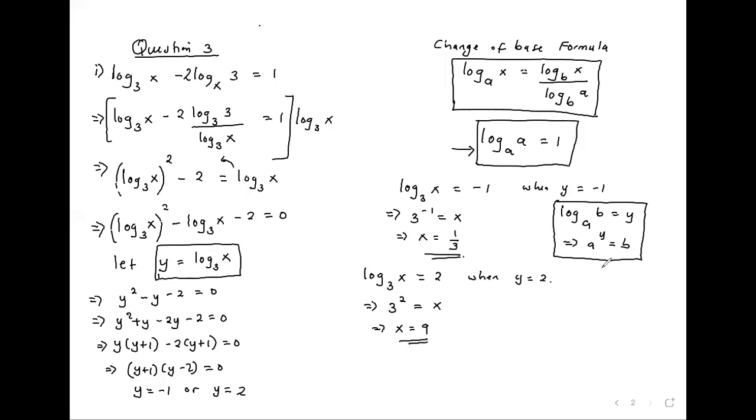We come back to the other one. log 3x is equal to 2, so that again this will mean 3 power 2 is equal to x, so that x is equal to 9. Another value of x, coming from the same property.